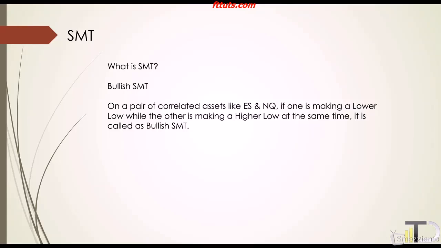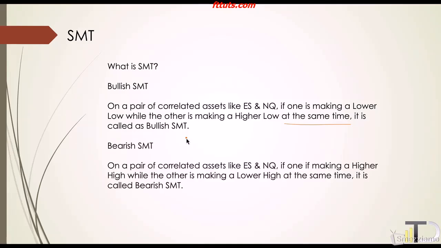On a pair of correlated assets like ES and NQ, if one is making a lower low while the other is making a higher low at the same time, and I'm underscoring at the same time, it is called a bullish SMT. And when, again on a pair of correlated assets like ES and NQ, if one is making a higher high while the other is making a lower high at the same time, it is called bearish SMT. Now let's look at an example in the next slide and it's going to be much clearer.